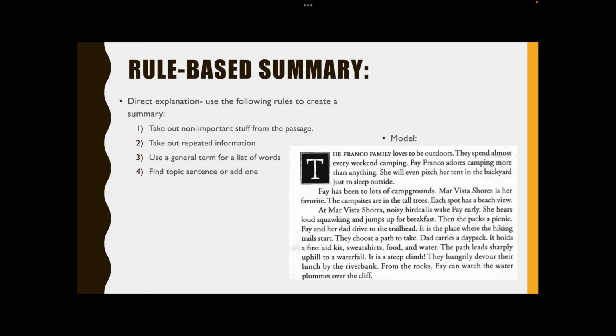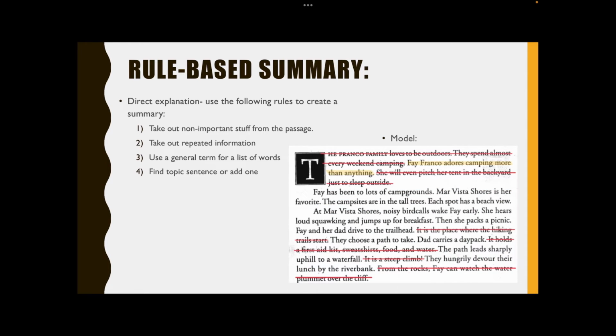All right, so from this, I went ahead and marked out what I thought was not important and the repeated information. It's marked out in red, and my topic sentence is highlighted in yellow. This is what it's going to look like whenever you do it for yourself. Then you take your topic sentence and the information you did not mark out, and you create your own summary.